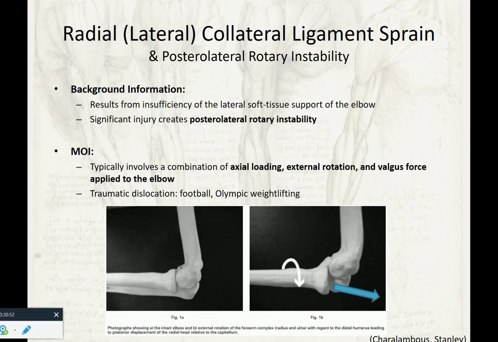And it's typically seen in things like football, Olympic weightlifting, landing from a height and falling onto your outstretched arm. If you notice this bone diagram on the bottom, figure 1A is obviously a normal elbow congruency, but as the elbow is supinated, you can see how it also glides posterior and may shift out the back end of the capitulum if there's an axial load through it.